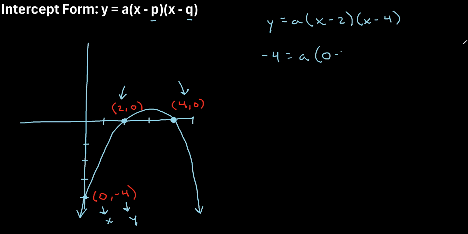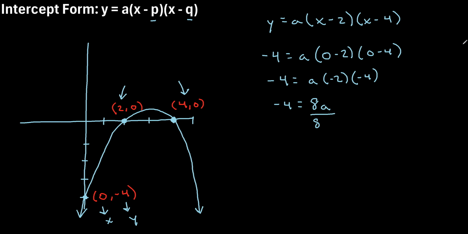So 0 minus 2 times 0 minus 4. So we get -4 is equal to 0 minus 2 is -2. So we'll say a times -2. 0 minus 4 is -4. So we get -4 is equal to, -2 times -4 is a positive 8. So we'll say this right-hand side is equal to 8 times a. So to solve for a, we can divide both sides by 8. a is equal to -4/8, or if we want to reduce, that would be -1/2.